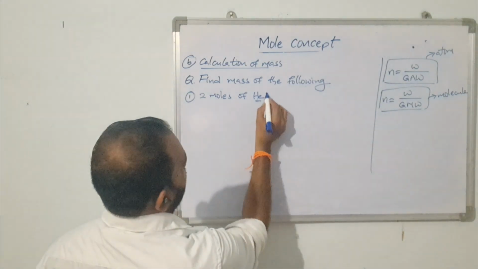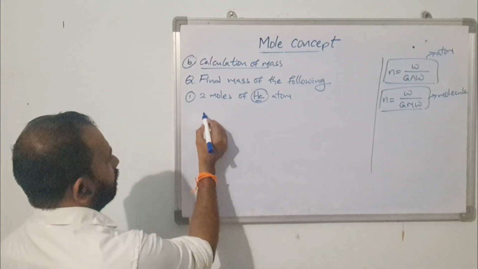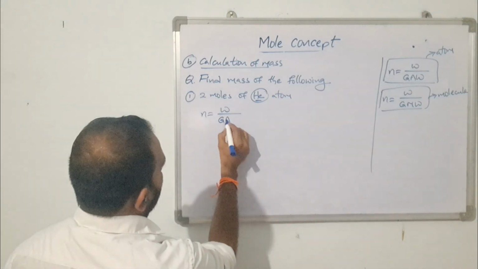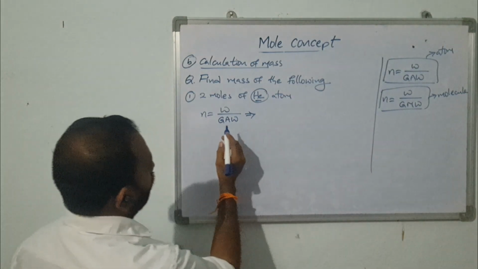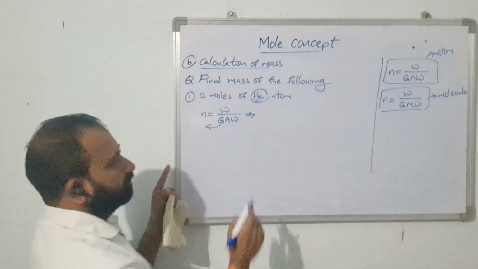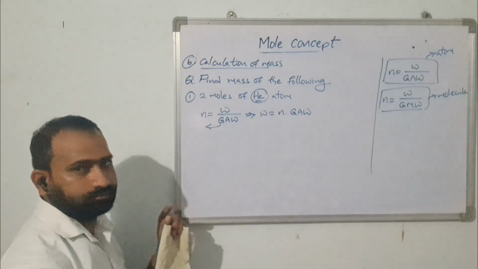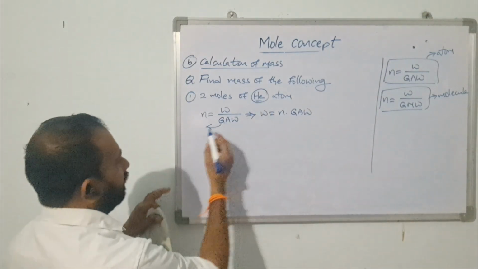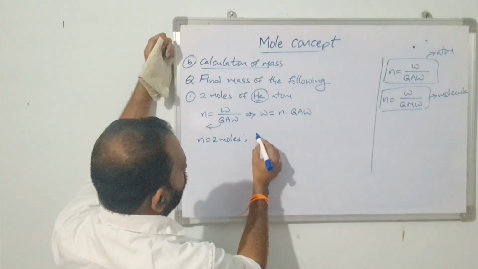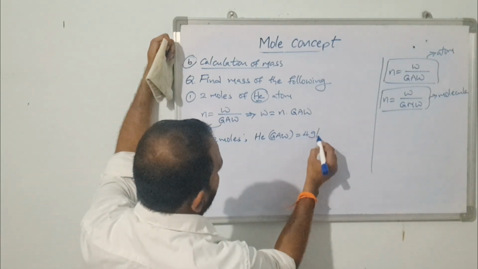Here helium is an atom. That's why we should use the first formula, that is number of moles is equal to weight of the substance by gram atomic weight. Here we want to calculate mass, so bring the gram atomic weight to the left side. W is equal to number of moles into gram atomic weight. Understood, children? We know here the number of moles is 2 moles, given in the question. And we also know the gram atomic weight of helium is 4 gram per mole.